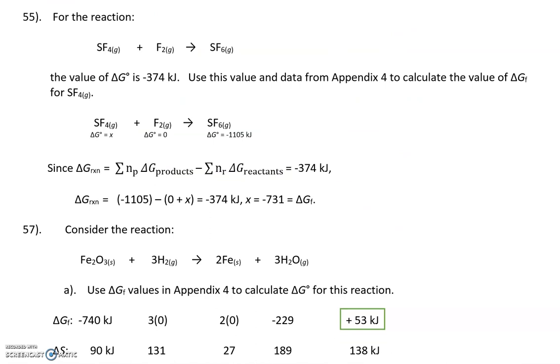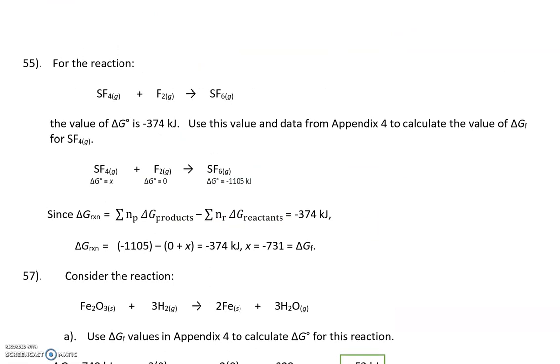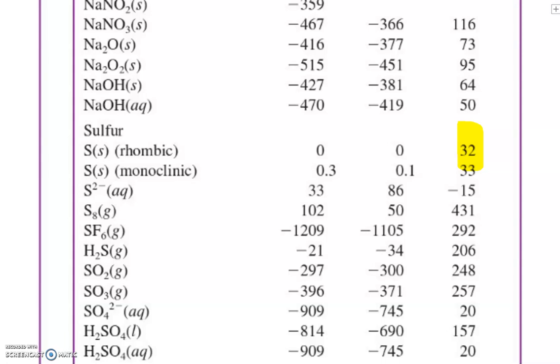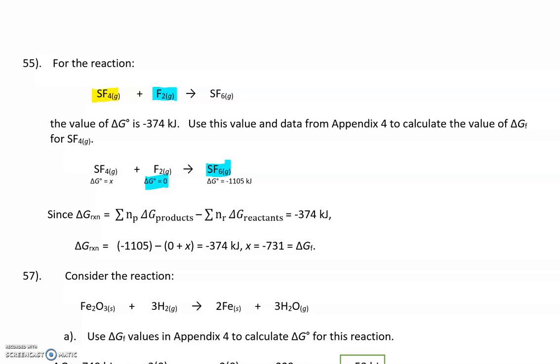Let's take a look at number 55 here. This is the last one that I assigned. And you could have used Hess's law to do this one, but I'm going to use the value from Appendix 4 to calculate the value of the delta G for this guy here, which is our sulfur tetrafluoride. Okay? So we should know going in that the fluorine is an elemental, and that means its delta G is always 0. According to the table, Appendix 4, sulfur hexafluoride has a delta G of negative 1105. See? Right there. So that means that we're trying to find the delta G of the remaining, which in this case is our unknown.